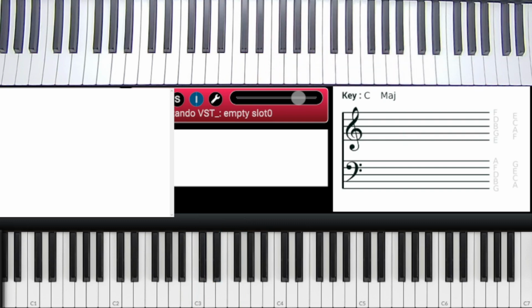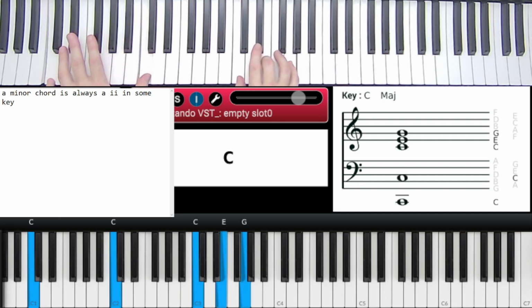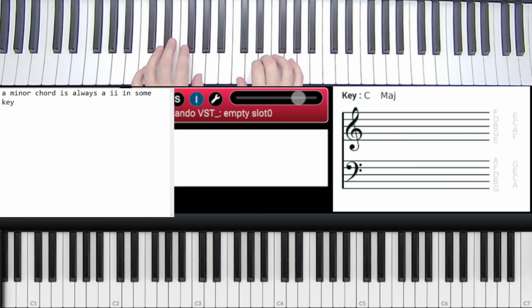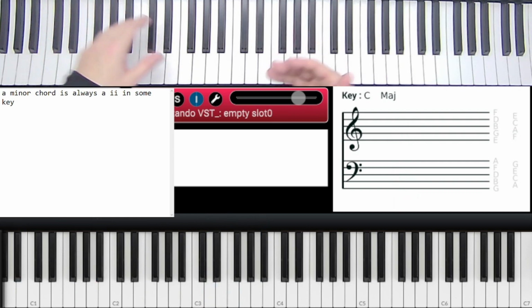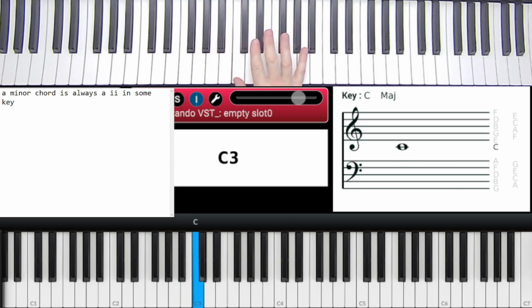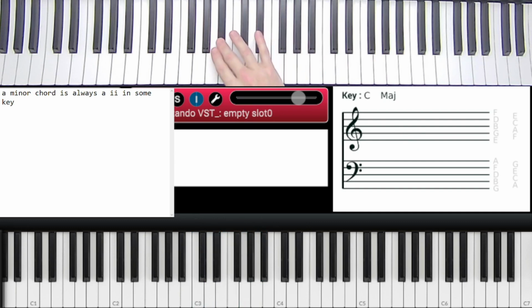Now what we're going to do is write this out. That's why I have Notepad pulled up here. A minor chord is always the 2 in some key. In the major and minor system, it's always the 2. So C major converted is the 2 in B flat. A minor chord is always the 2 in some major key, or we'll just say the 2 of something. We'll just leave it at that.